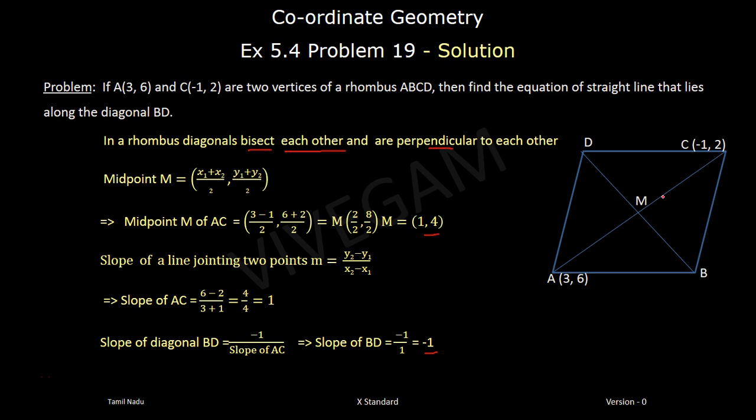Find the slope of AC using the two-point form. Then the slope of BD will be the negative reciprocal, right? Because their product is -1. So the slope of BD will be -1 divided by the slope of AC. That way you can calculate the slope of BD. Now you know the slope of BD as well as one point. Then use the slope-point form and solve the problem.